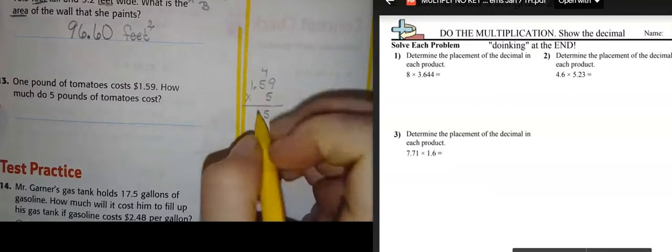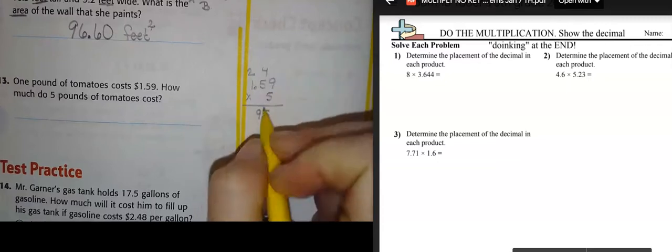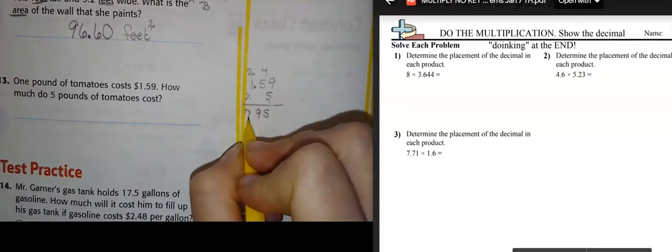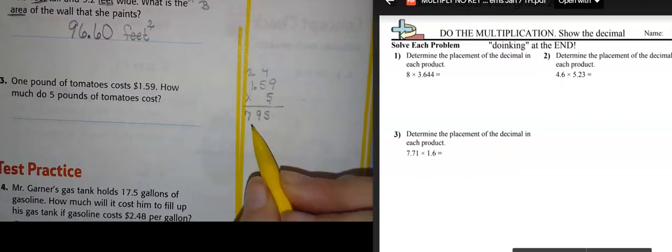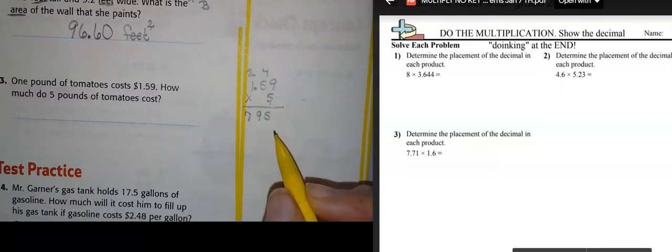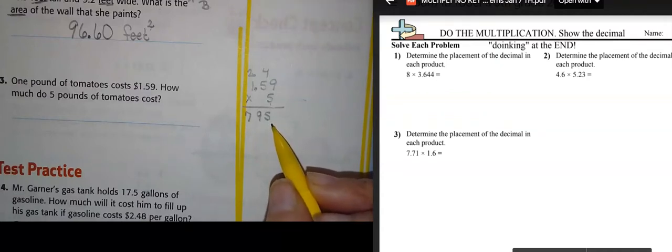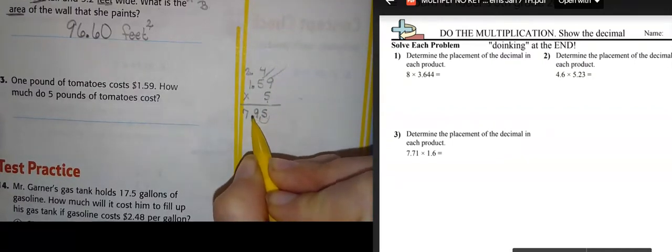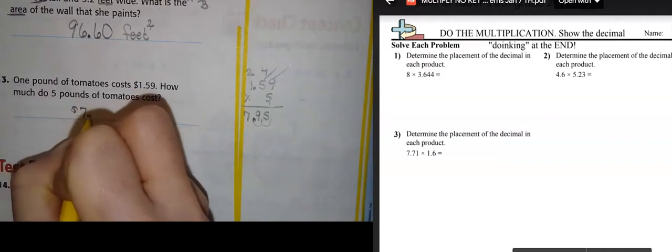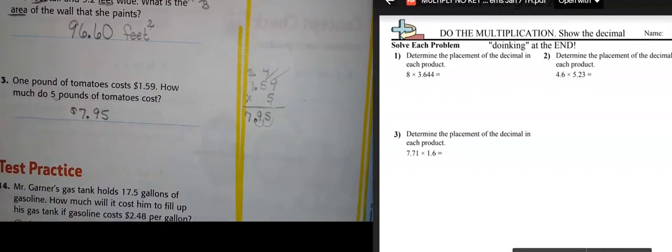5, carry the 4, 25 plus 4 is 29. 5 plus 2 is 7. Can't leave it that way. $1.59 5 times will not cost me $795. $1.59 5 times will need to have the decimal move twice. 1, 2 becomes $7.95 for those 5 pounds of tomatoes.